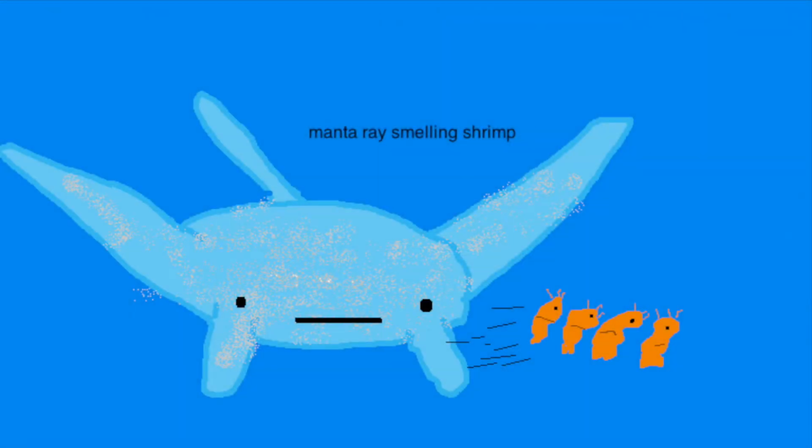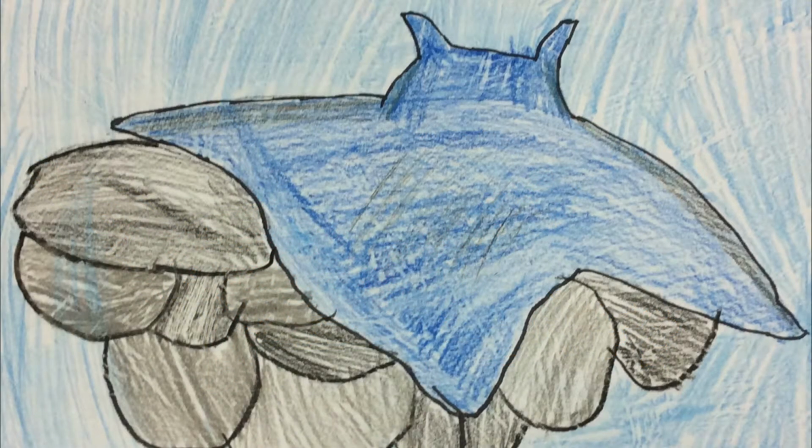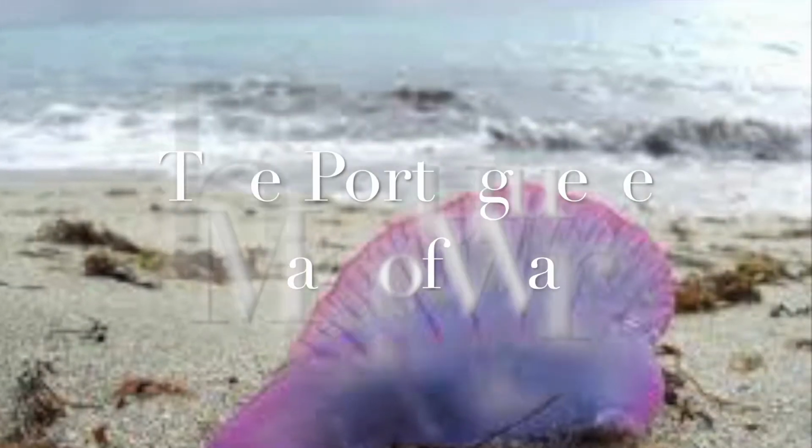They have a good sense of smell. They visit cleaning stations. They can only have 1 or 2 pups at a time. We should take care of the ocean to help the manta rays survive because manta rays are almost extinct.